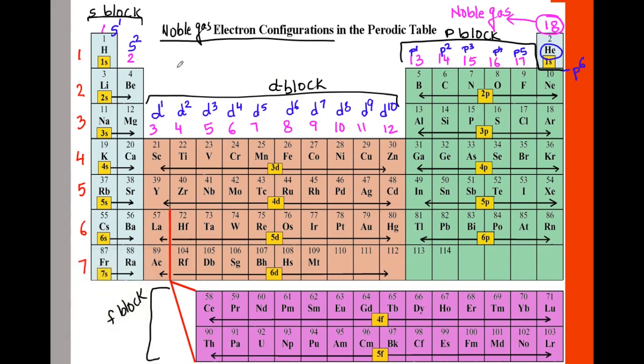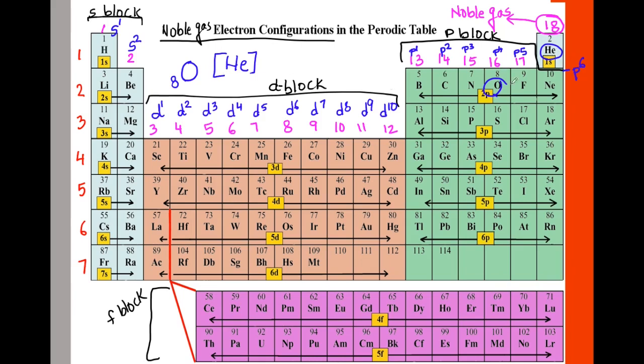Let's start with an example. Oxygen, which has 8 protons and 8 electrons, and oxygen is over here. Okay, for noble gas configuration, we need to look at the element's placement on the periodic table and then try to find the noble gas that comes before that element. And for oxygen, the noble gas that comes before that element is helium. And therefore, we will write the helium symbol in brackets like this.